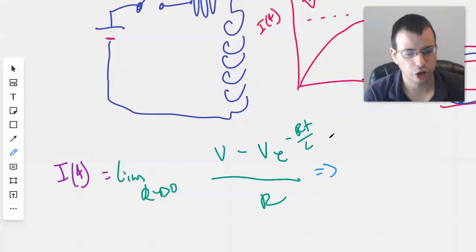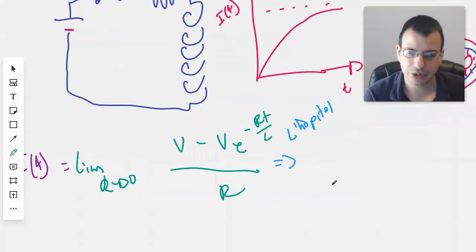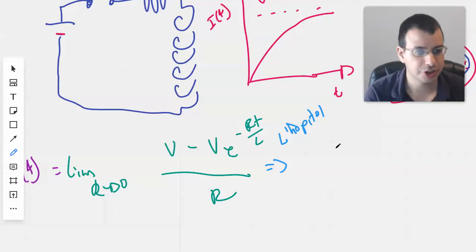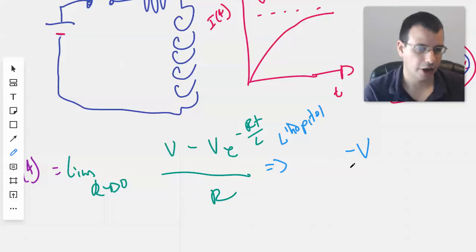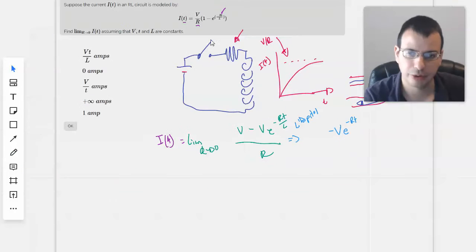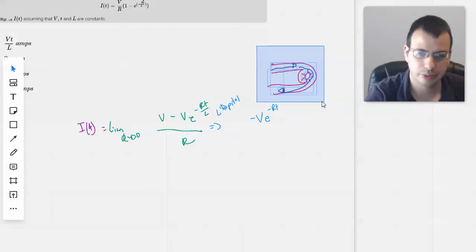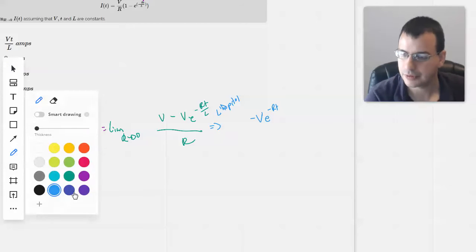So L'Hopital's rule. And we take the derivative of voltage with respect to R, and we get 0 because it's a constant. Negative V, e to the negative RT. I'll clean up the board a little bit. We don't need this section up here.